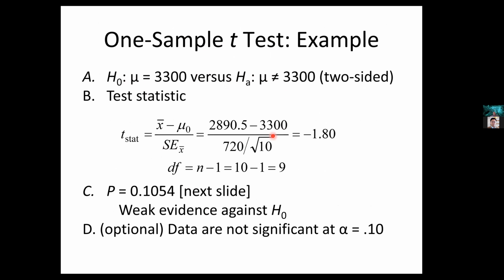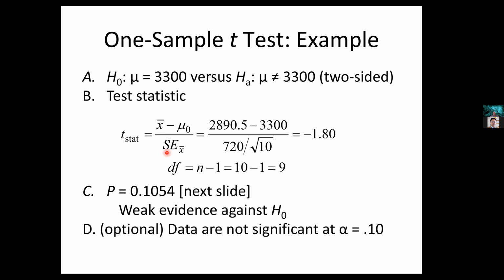The t-statistic is calculated as negative 1.8. Degrees of freedom is 9. Now, usually we have a chart that shows this. You can also find this on the internet. There are many charts available. So your p-value is greater than 0.05, so there's weak evidence against the null hypothesis. So the data is not significant. We were not able to say that there is a difference in SIDS babies' birth weight versus the normal population.